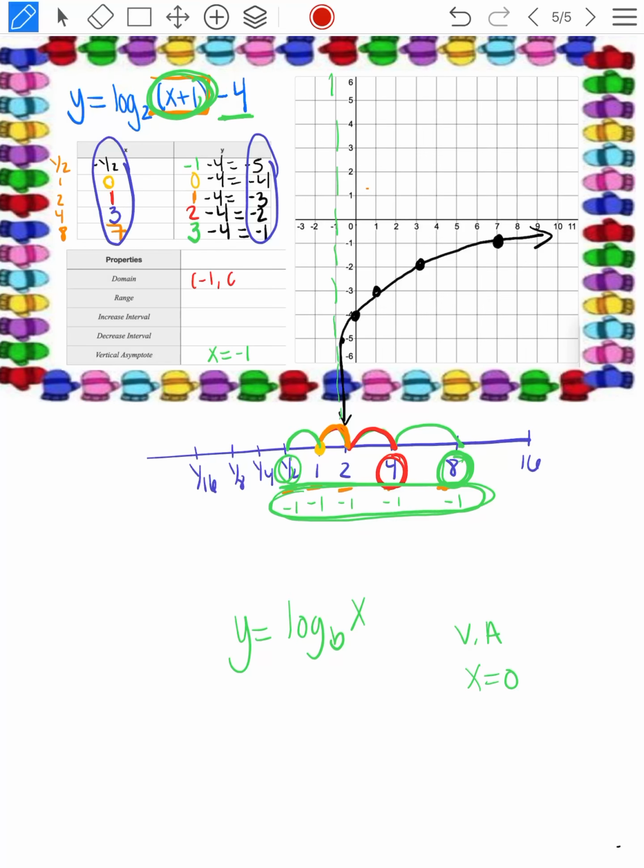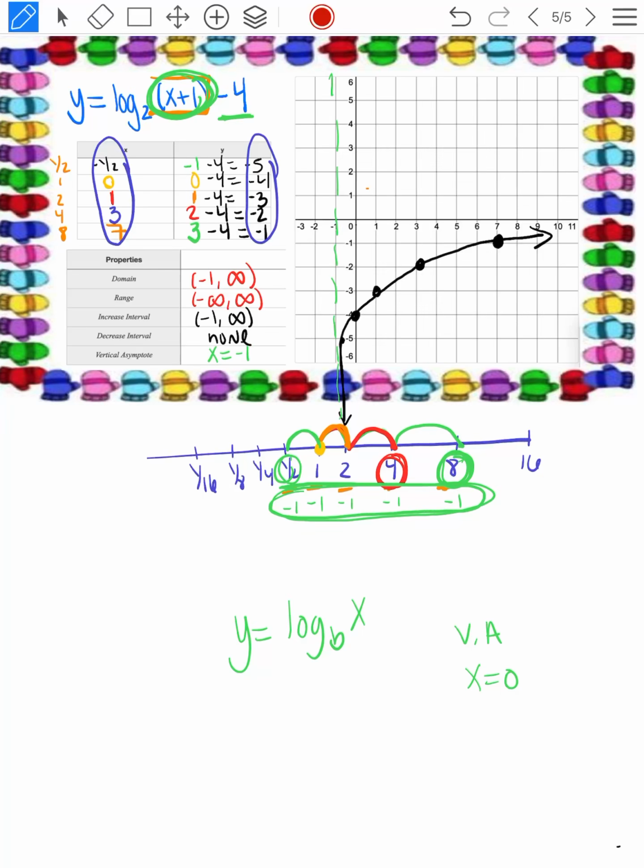That means my domain is from -1 to infinity. My range, -infinity to infinity, because I can always have, remember, y comes from jumps. You can have a ton of big positive jumps or a ton of negative jumps. That's totally fine. It is increasing on my entire domain, and I am never decreasing.